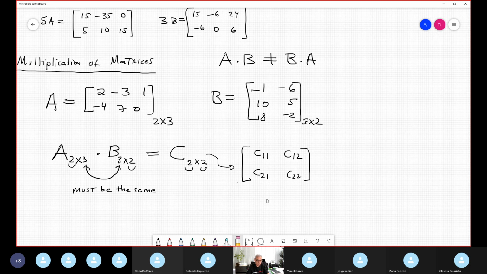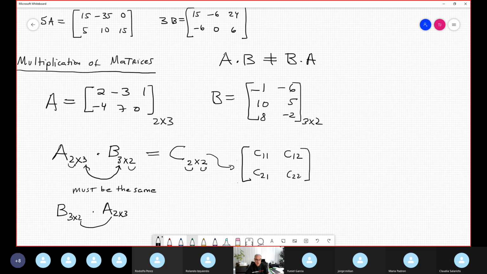By the way, is B times A impossible? Look, B times A: B is 3 by 2, multiplied by A, which is 2 by 3. Yeah, it's possible. It's matching also. And the new matrix is 3 by 3, a big matrix. But it's okay.